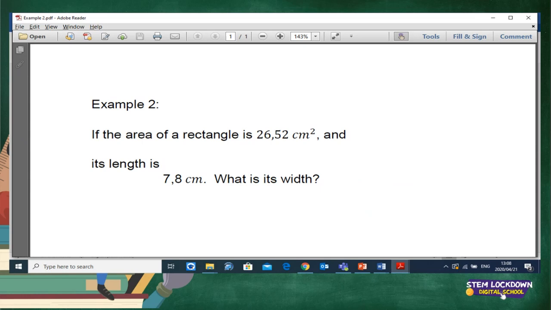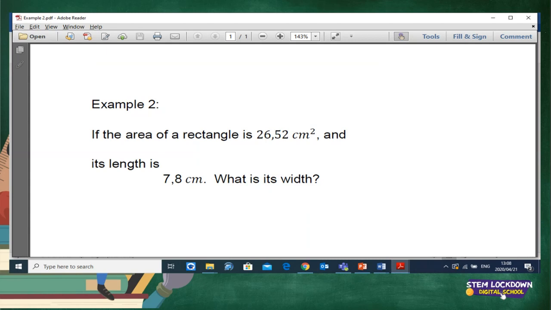Let us proceed. How do we calculate the breadth in this particular case? Obviously, I've shown you the formula to calculate the area of the rectangle. You are going to use the same formula. And what is the formula by now? The formula says A, which stands for the area of the rectangle, is equal to length times breadth, or length multiplied by the breadth.